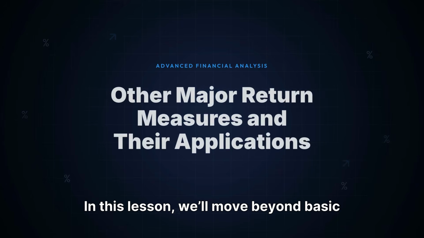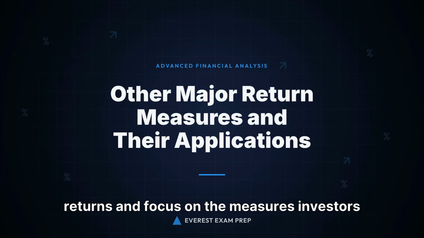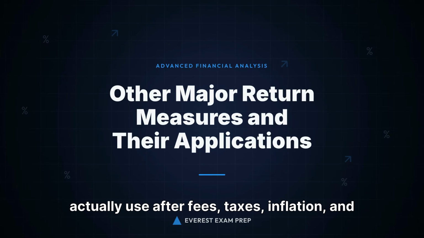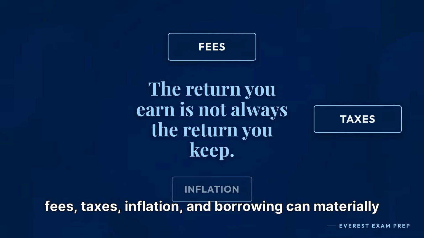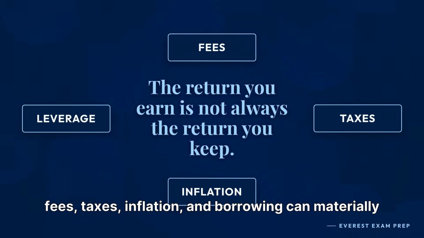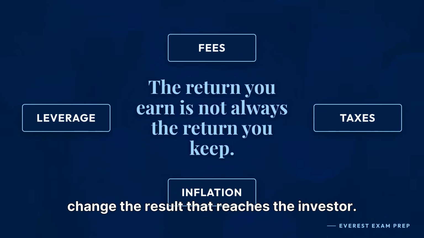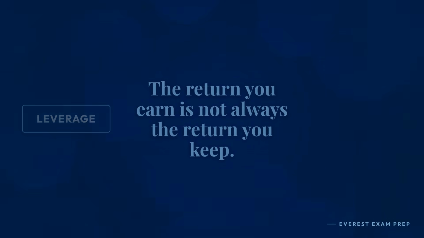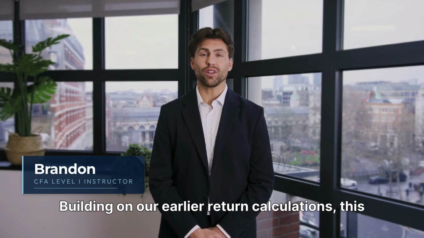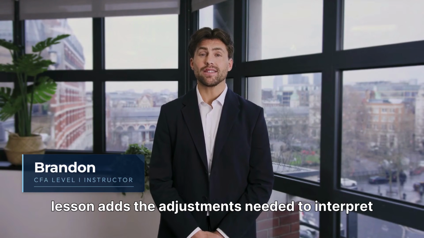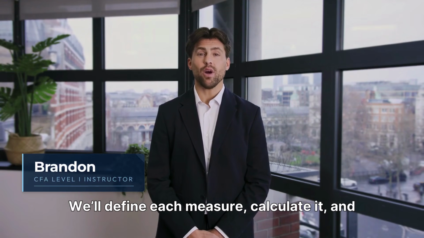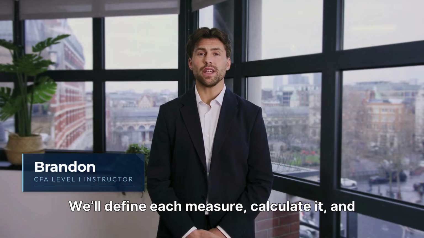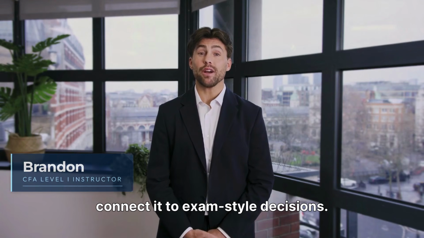In this lesson, we'll move beyond basic returns and focus on the measures investors actually use after fees, taxes, inflation, and leverage. A headline return can look attractive, but fees, taxes, inflation, and borrowing can materially change the result that reaches the investor. Building on our earlier return calculations, this lesson adds the adjustments needed to interpret performance from the investor's perspective. We'll define each measure, calculate it, and connect it to exam-style decisions.